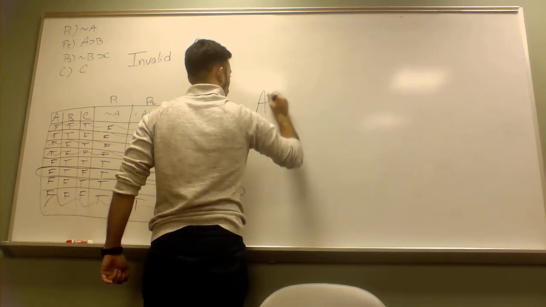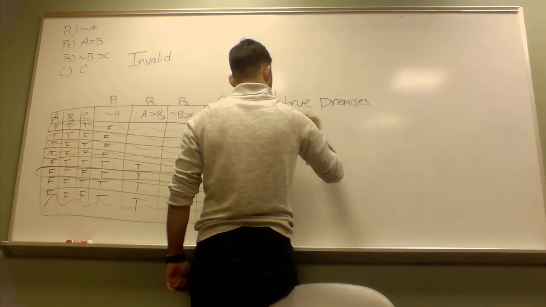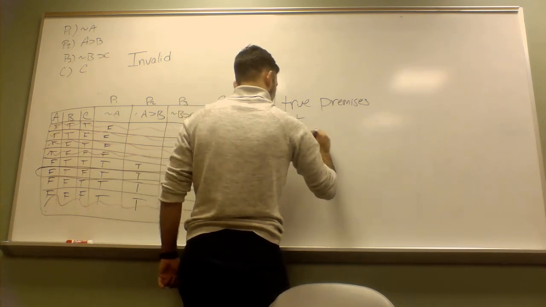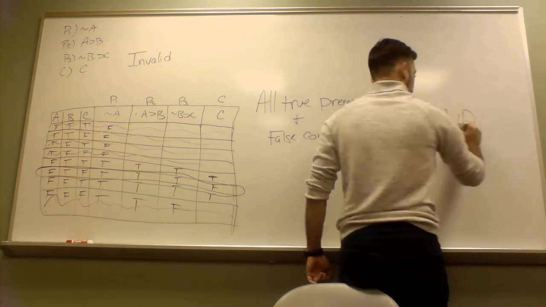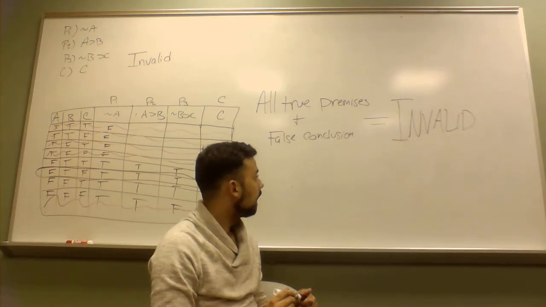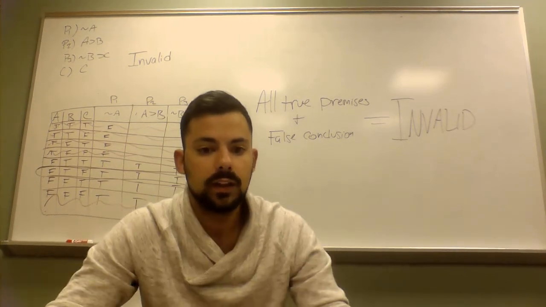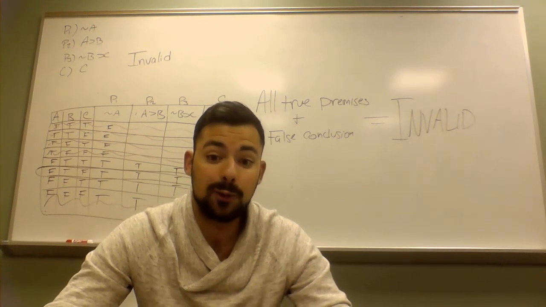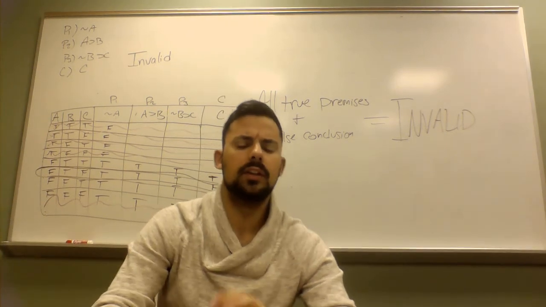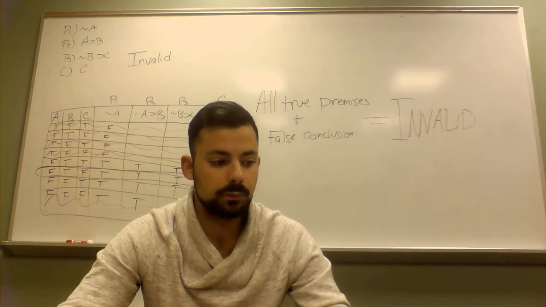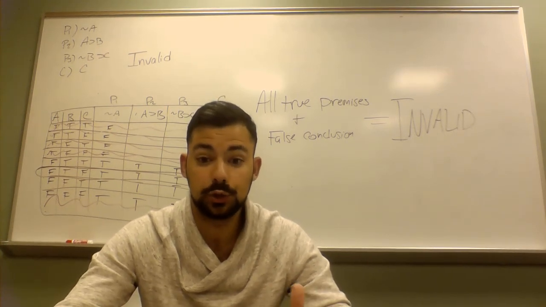Let me write this down. All true premises plus false conclusion equals invalid. And so we're looking to figure it out. If we end up having one, right? Likewise, if we have one where we can't even make all the premises true, that's also invalid. That means there's something really wrong with those statements put together, that you can't even make all the premises true. But it's valid, right, if you can get all premises to be true and have only true conclusions in those instances, right?